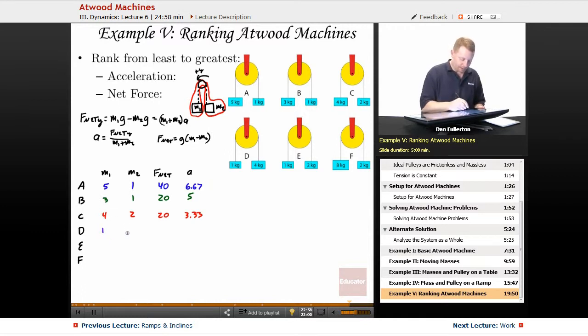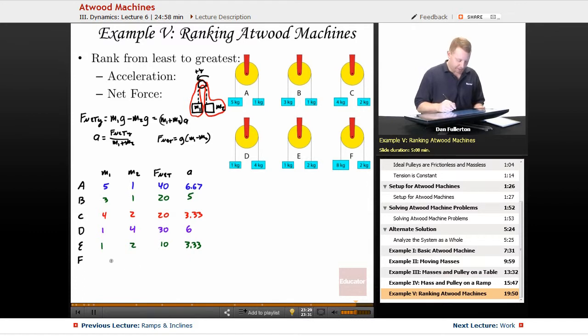For D, m1 is 1, m2 is 4. So the magnitude of the net force, 4 minus 1 is 3, times 10, gives us 30 newtons. 30 divided by the total mass, 5, is 6 meters per second squared. For part E, we have 1 and 2 for our masses, so our net force is just 10. Our acceleration, 10 divided by our total mass of 3, is just 3 1/3.